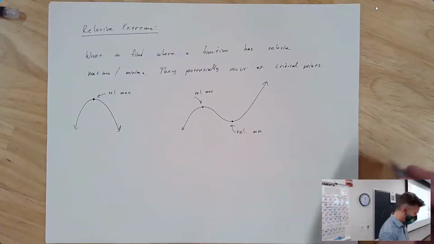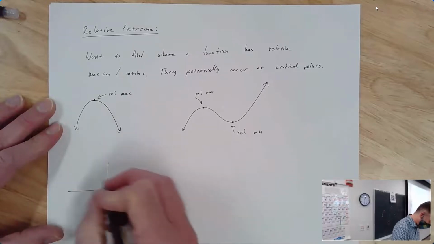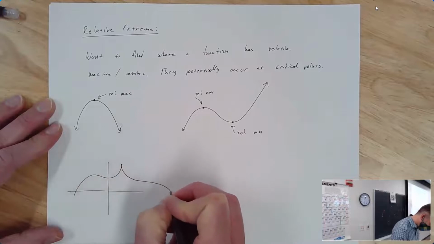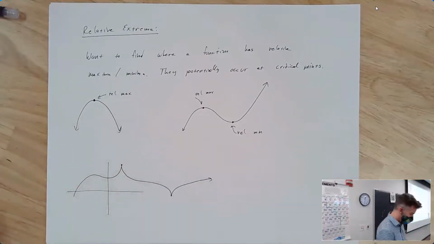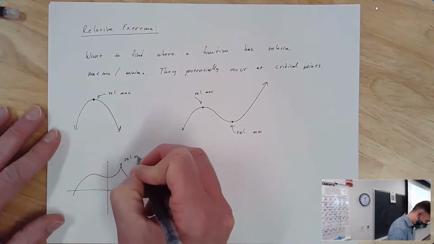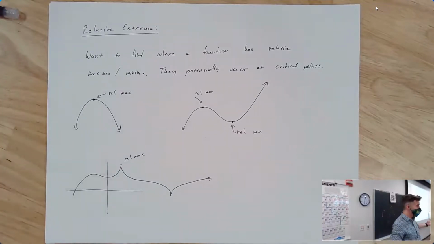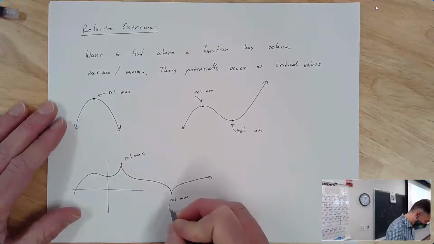But you could also have something that looks like this, right? If you had a function that did this kind of weirdness. Right here, we definitely have a relative maximum. And I'll just point out, the function is definitely not differentiable there. Right? It's pointy. If the function's pointy, it's not differentiable there. Also here, we have a relative minimum, not differentiable there.